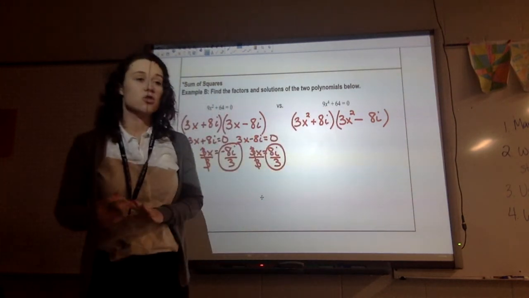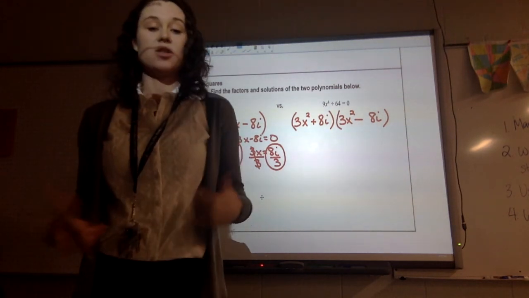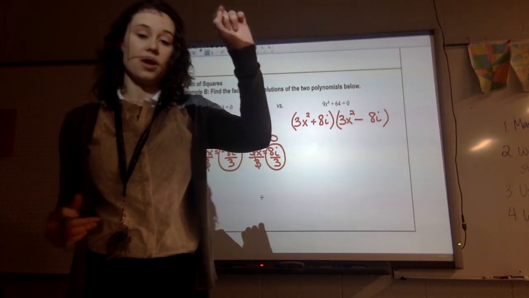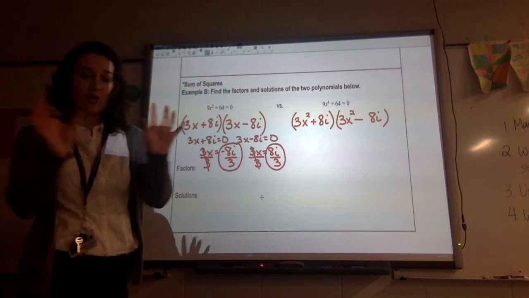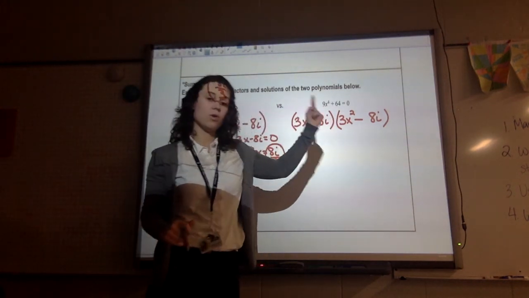So just a couple of reminders. If I ever see a sum of squares, which means there's a plus sign in the middle, I'm going to have an i in my parentheses. If you see an x to the 4th, make sure when you write your 2 parentheses that there's an x squared in each one of them.